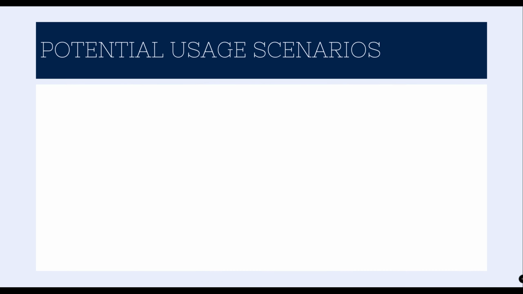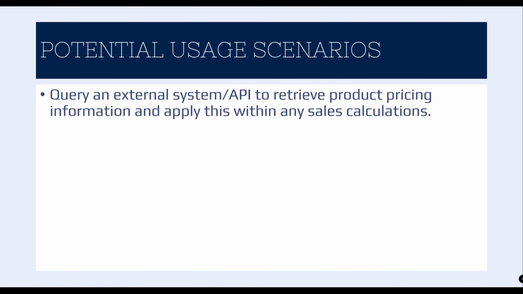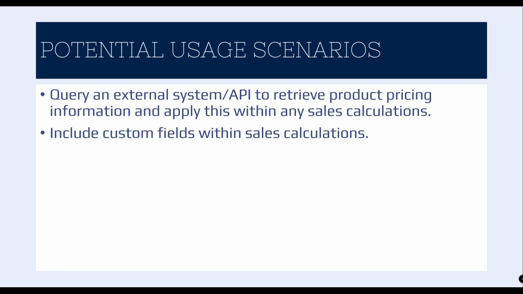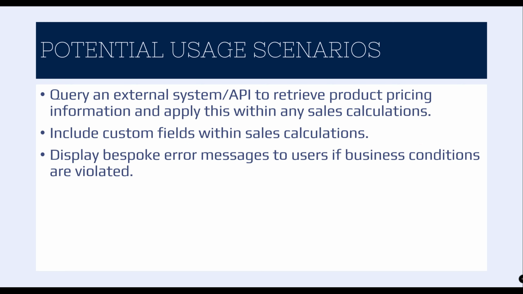So what are some potential use cases for it then? The major one, I guess, for me would be that because you're using the SDK and custom code, you've got the ability to do external integrations. So if you've got a separate system, maybe an API that you need to query to get additional pricing information related to products, then this can be achieved, and you can factor that in as part of your calculations. A major benefit is that out of the box, you've got no way of bringing in custom fields easily as part of your sales calculations. This solution lets you do that with ease.